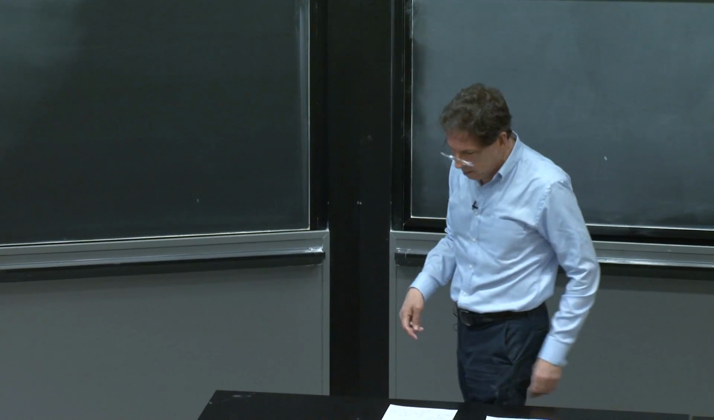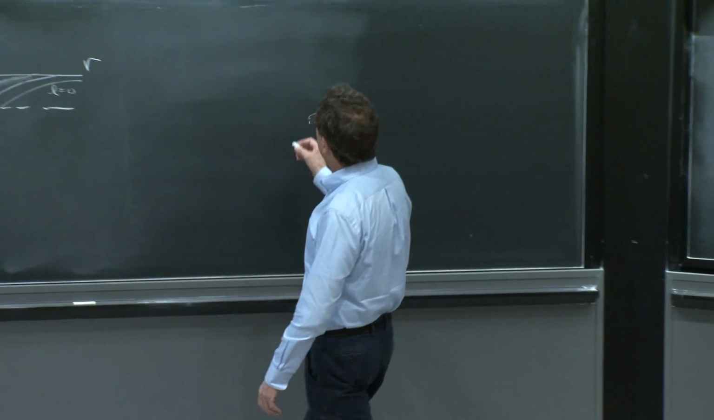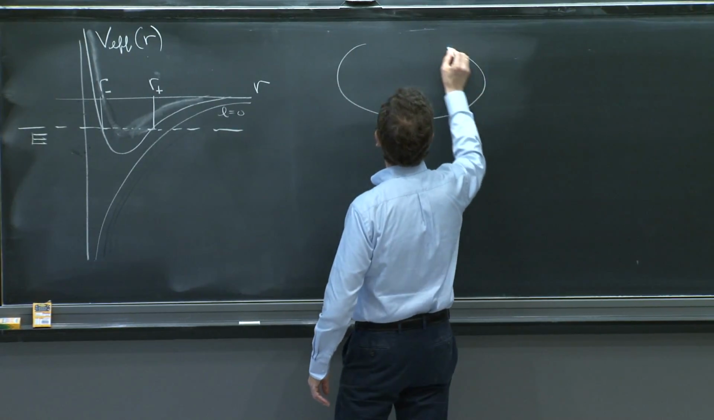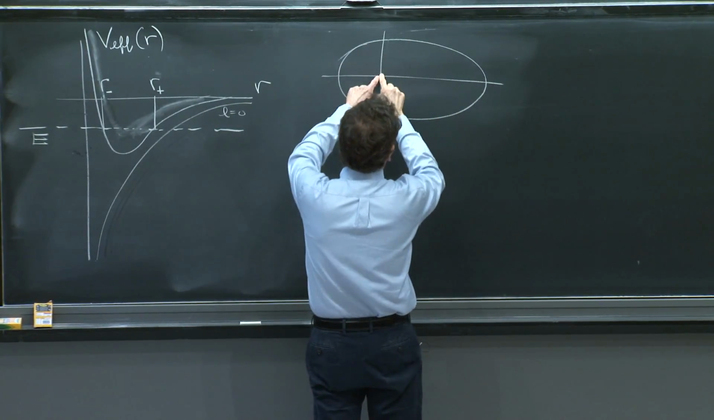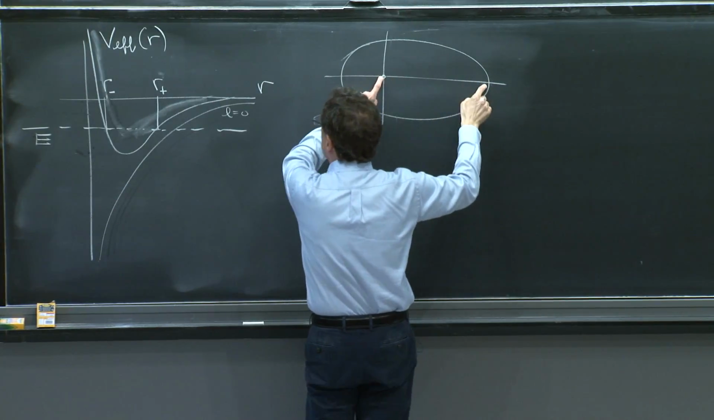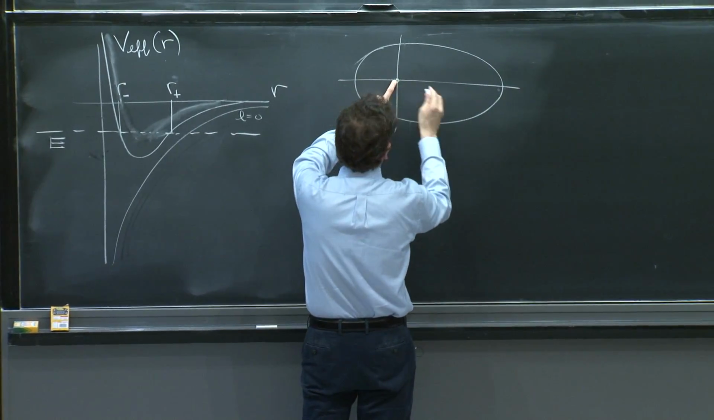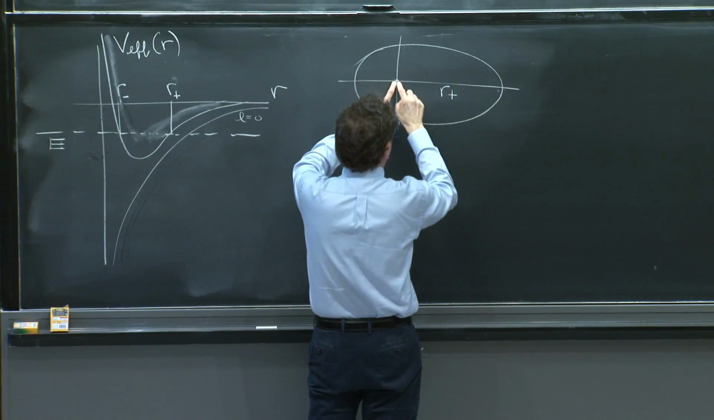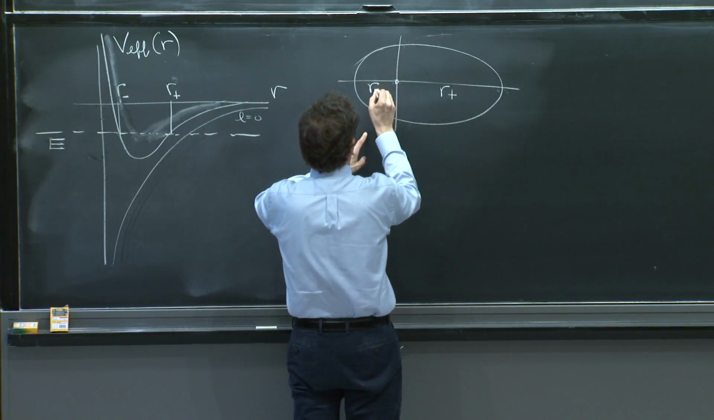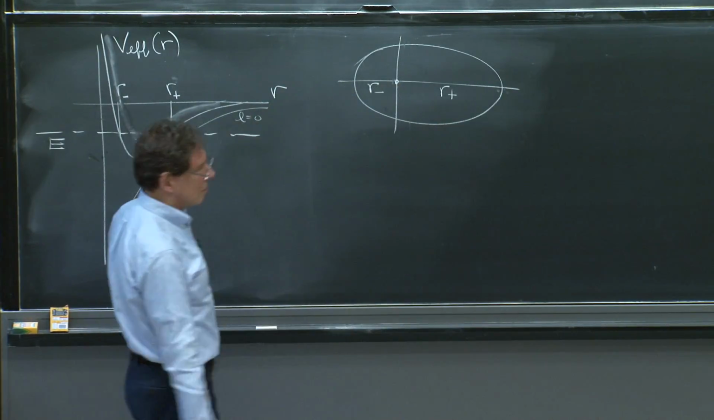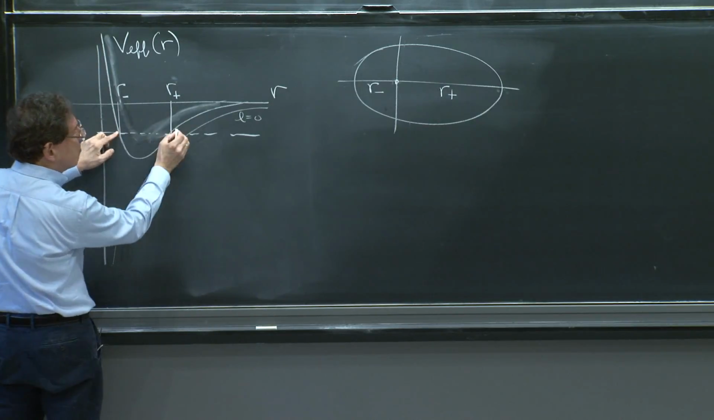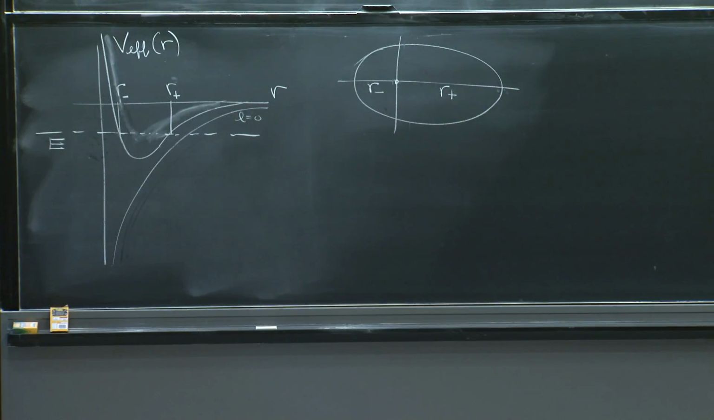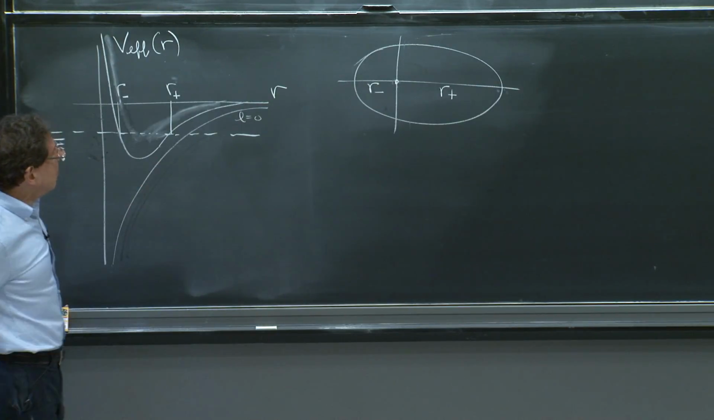L quantum numbers, is that you have an ellipse and the radial distance to the center where the proton is located goes from R plus to R minus. The electron is bouncing back and forth. That is the classical picture. In the quantum mechanical picture, you expect something somewhat similar.